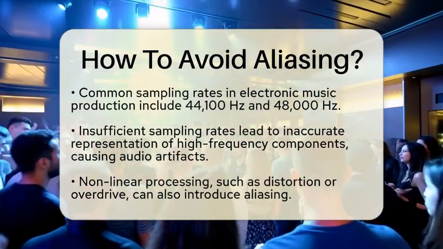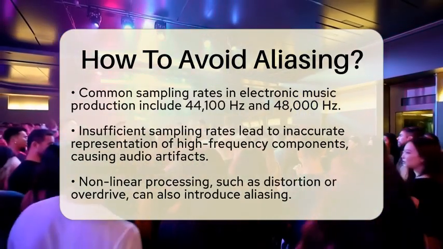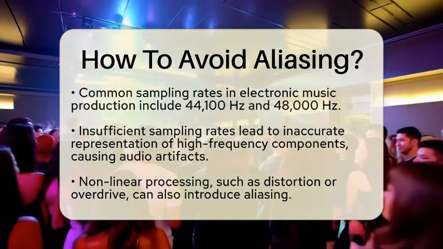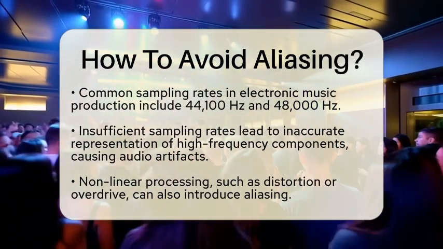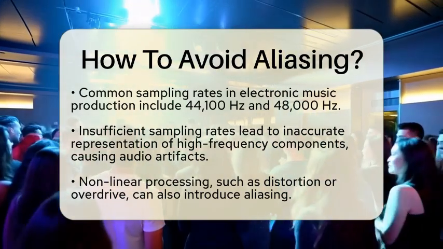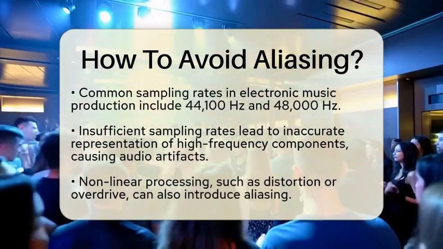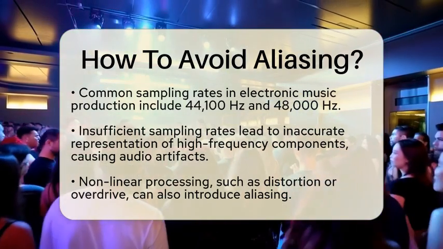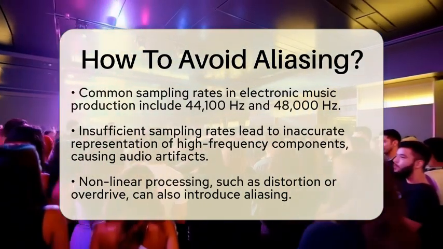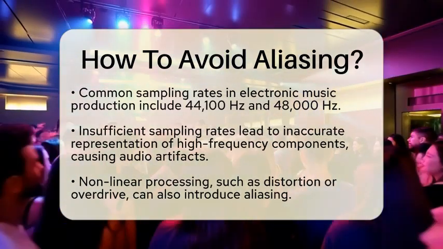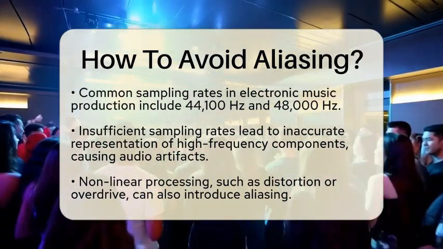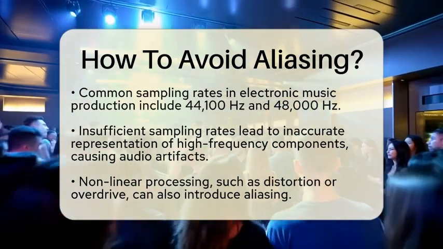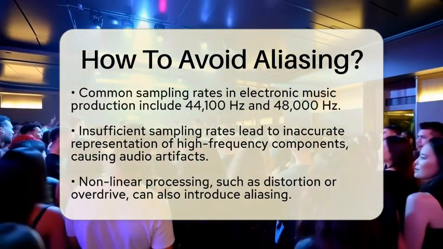One of the main causes of aliasing is an insufficient sampling rate. If your rate is too low, those high-frequency components will not be accurately represented. This can lead to unwanted artifacts in your audio. Additionally, nonlinear processing, such as distortion or overdrive, can introduce aliasing as well. So, how can you avoid this issue?